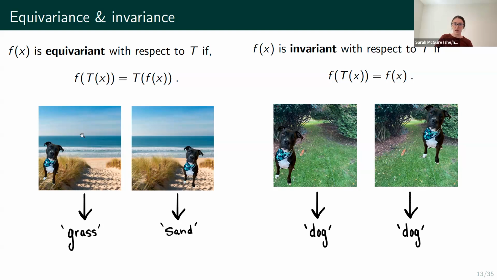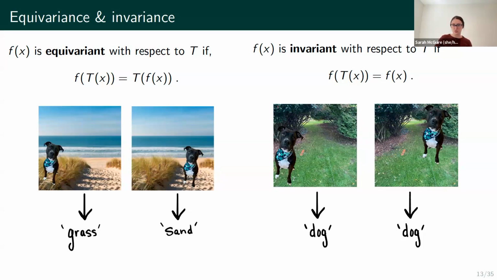And the second property I want to talk about is invariance. In this case, we say that a function f is invariant with respect to a transformation if transforming the input before passing it to the function does not change the output at all. In this example, I have another image which is classified as dog, and if we apply a similar transformation, just translating the dog within the image, the model still classifies this as a dog, and so it's an invariant function.